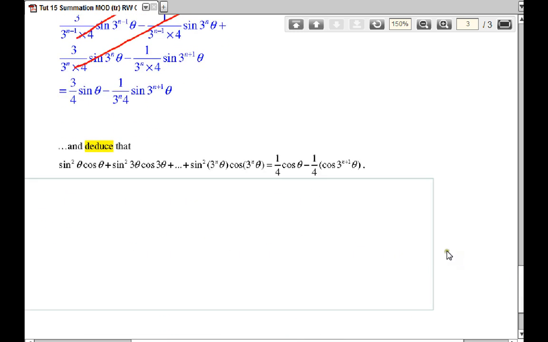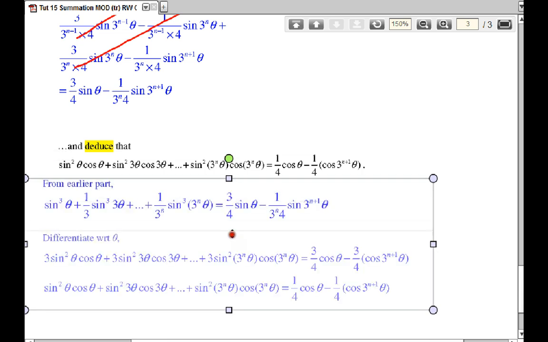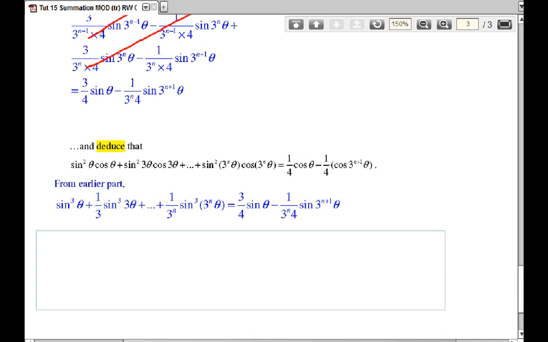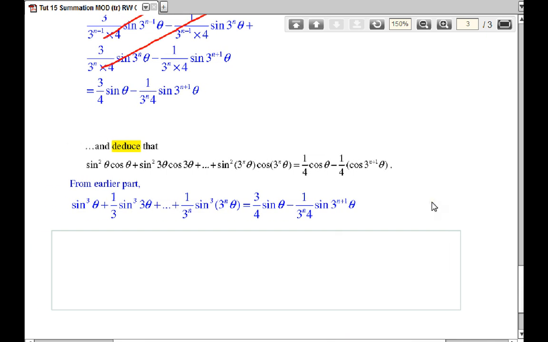I think, okay, we need to deduce. Now, let's check first, deduce from what? From the earlier part, we have shown this. Okay, this is from just the earlier solution. The left hand side equals the right hand side here, which was the answer from this earlier part.